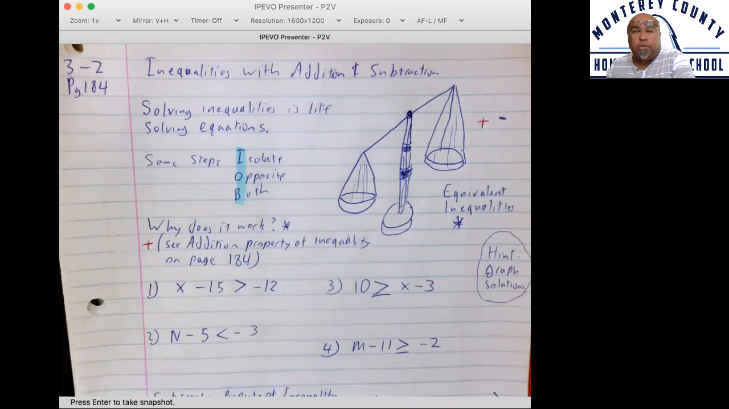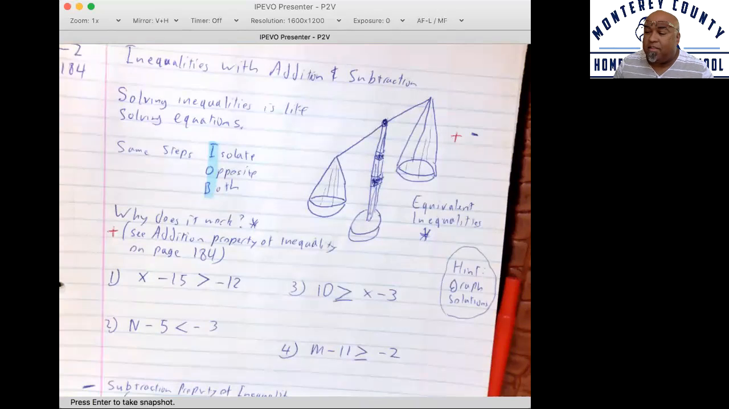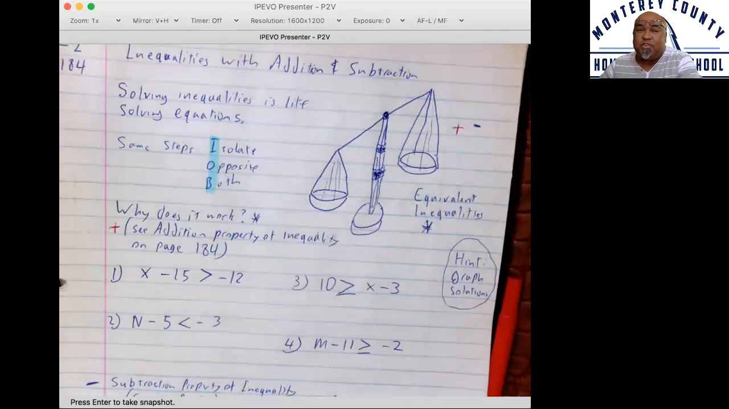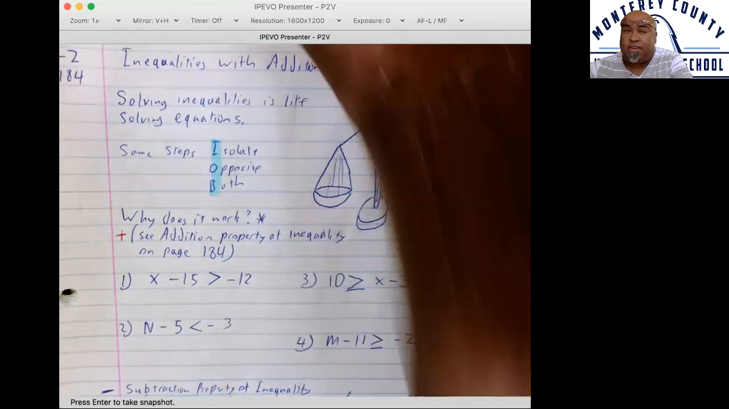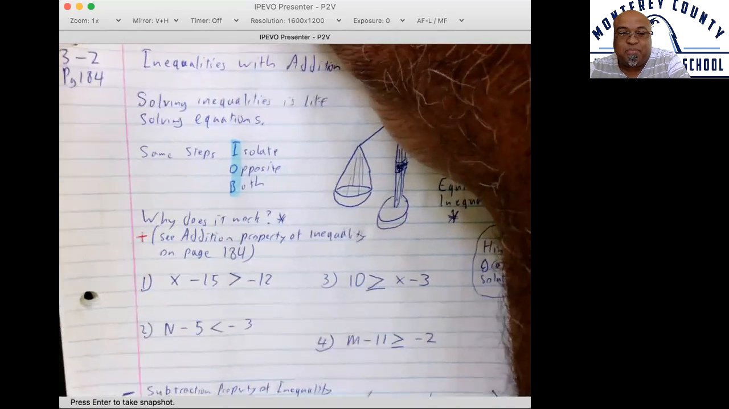Lesson 3.2 in your book is on page 184, although I have not required it on, sorry, my cat jumped up in front of the screen here. She waits till I'm on Zoom. She really likes to be seen, I think.